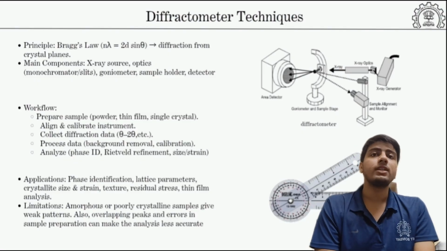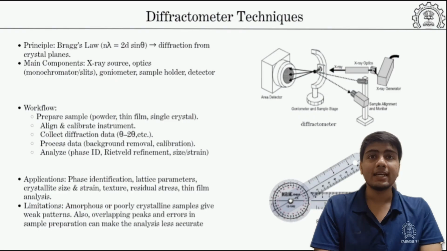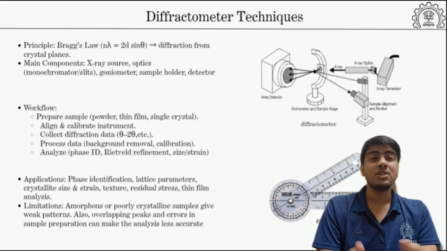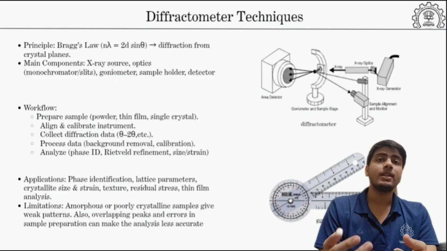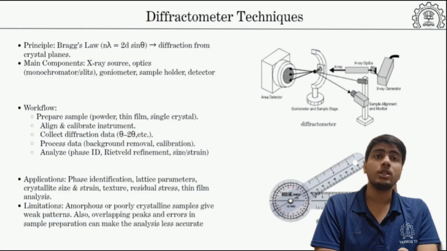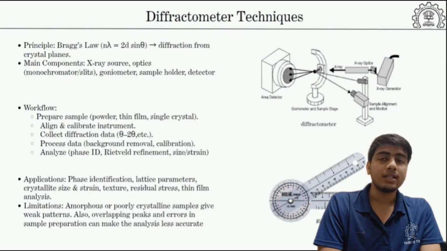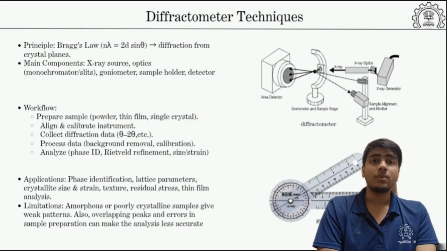X-ray diffraction works on a very simple idea called Bragg's law. When X-rays hit the crystal, they bounce off the atomic planes, and at a certain angle, they add up to give strong signals. By measuring these signals, we can understand the arrangement of atoms inside the material. The instrument has a few key parts: an X-ray source, some optics to control the beam, a sample holder, a goniometer that changes the angle, and a detector to record the data.